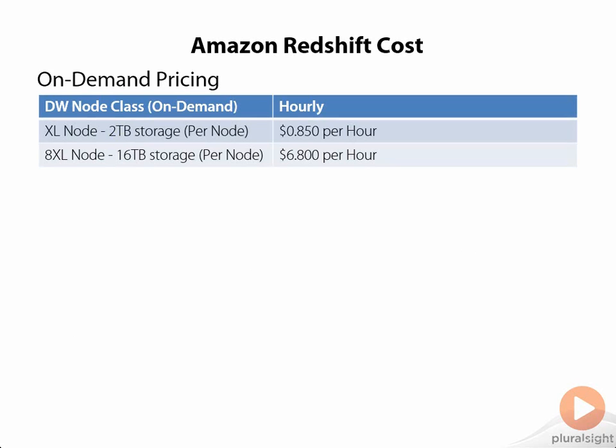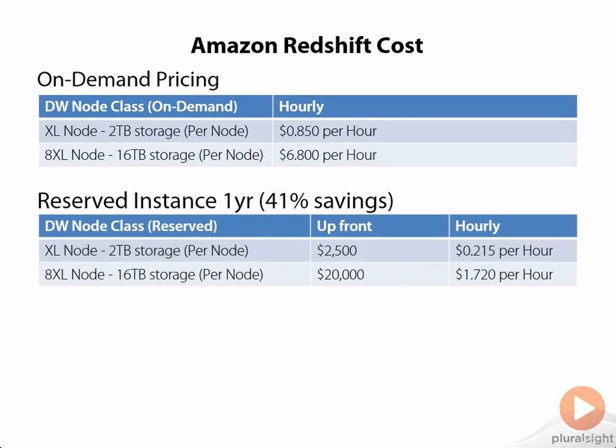You can choose on-demand pricing with no upfront costs or long-term commitments, or obtain significantly discounted rates with reserved instance pricing. On-demand pricing starts here at 85 cents an hour for the small 2 terabyte node and $6.80 an hour for the 16 terabyte XL node. With a 1-year commitment on a reserved instance, you get about a 41% savings. For the 2 terabyte node, there is an upfront cost of $2,500, and that gives you about 21.5 cents per hour. And the 16 terabyte node is $20,000 up front with about $1.70 per hour.